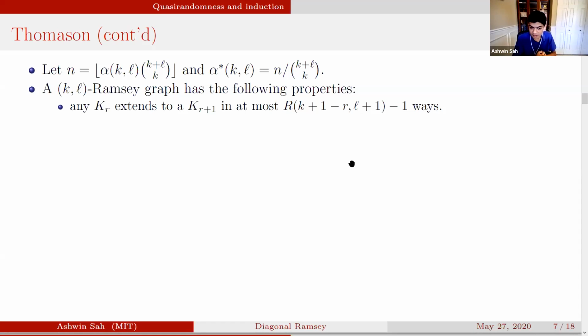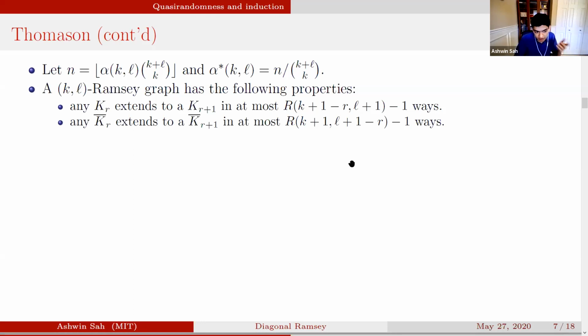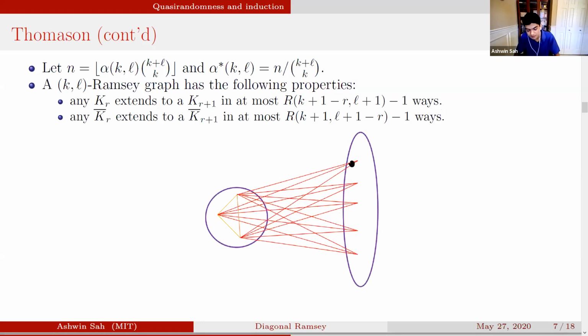So if you think about it, the answer is at most this number, R(k plus 1 minus r, l plus 1) minus 1. And there's something similar for independent sets. Here's perhaps a pictorial reason that'll help visualize this argument. On the left-hand side, we have a group of r vertices. In this case, r is 3. And suppose they're all connected in the graph, these orange edges.